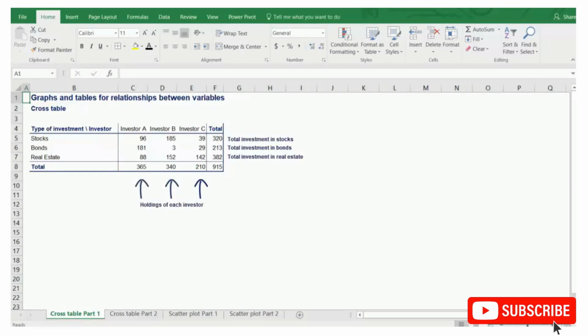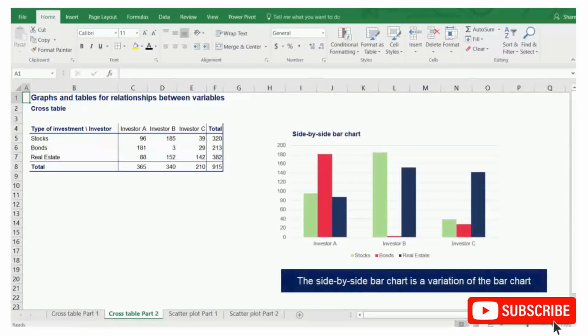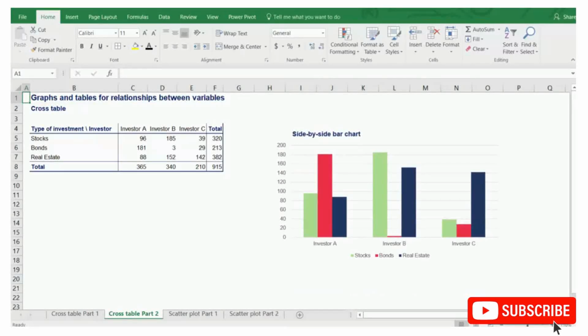Once we have created a cross table, we can proceed to visualizing the data onto a plane. A very useful chart in such cases is a variation of the bar chart called the side-by-side bar chart. It represents the holdings of each investor in the different types of assets. Stocks are in green, bonds are in red, and real estate is in blue. The name of this type of chart comes from the fact that for each investor, the categories of assets are represented side by side. In this way, we can easily compare asset holdings for a specific investor or among investors.